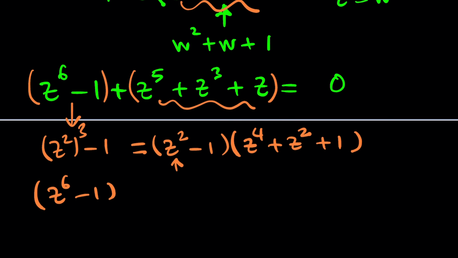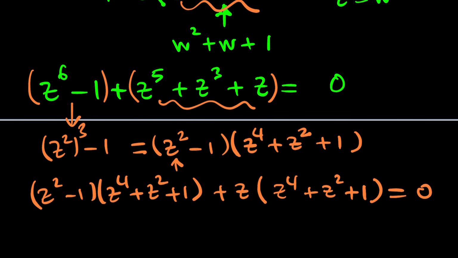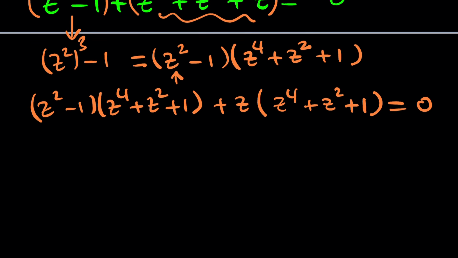So allow me to write these two factors here. Okay, z to the 4th, z squared, and 1, plus z multiplied by z to the 4th plus z squared plus 1. This is the beauty of algebra. See how beautiful that is? You do something, and then it just works out. Now, what are we going to do?